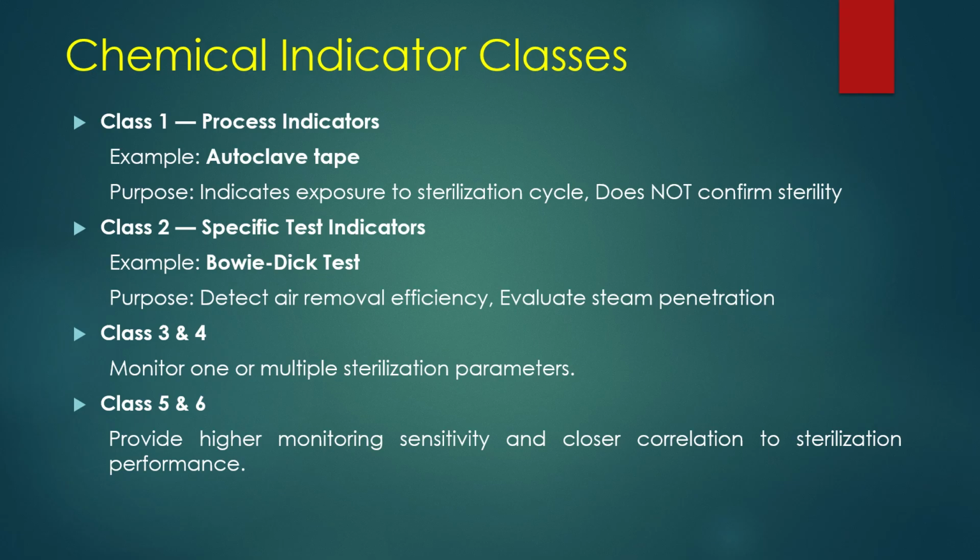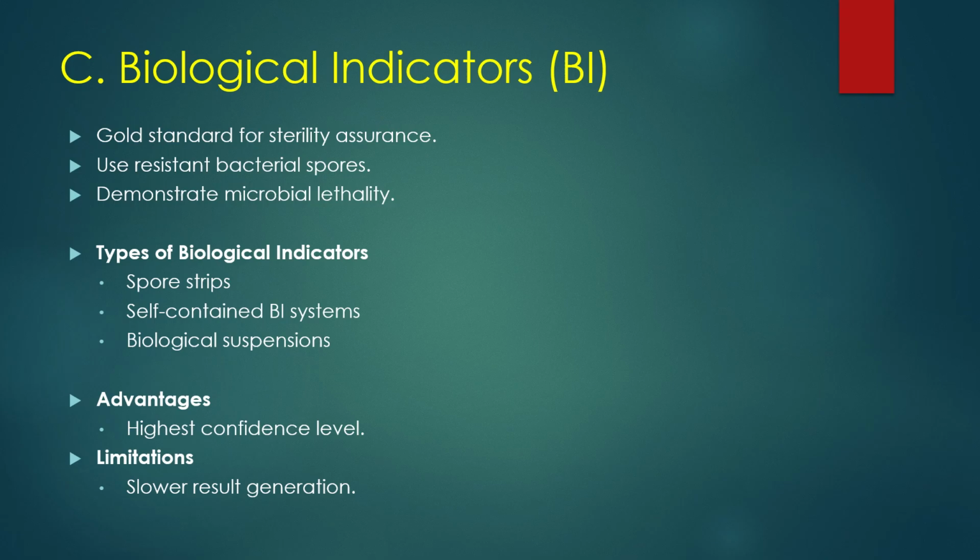Chemical indicator classes. Class 1 process indicators such as autoclave tape indicate exposure to the sterilization cycle but do not confirm sterility. Class 2 specific test indicators such as the Bowie-Dick test evaluate air removal efficiency and steam penetration in sterilizers. Class 3 and Class 4 indicators monitor one or multiple sterilization parameters respectively. Class 5 and Class 6 indicators provide higher monitoring sensitivity and show close correlation with actual sterilization performance.